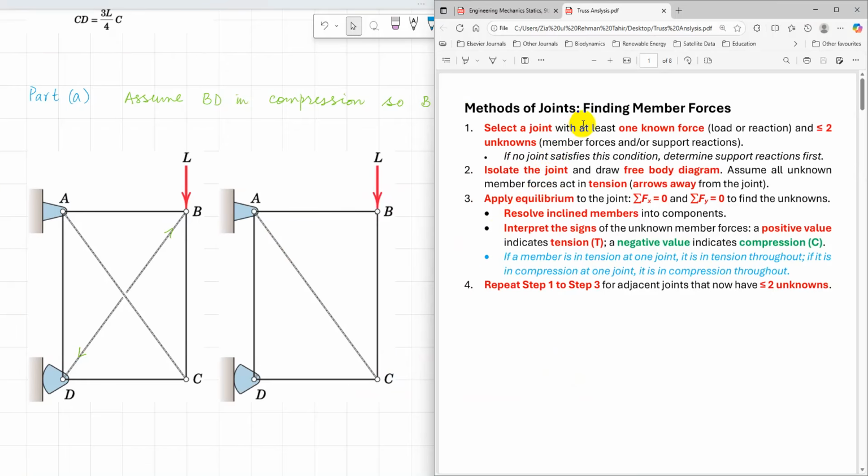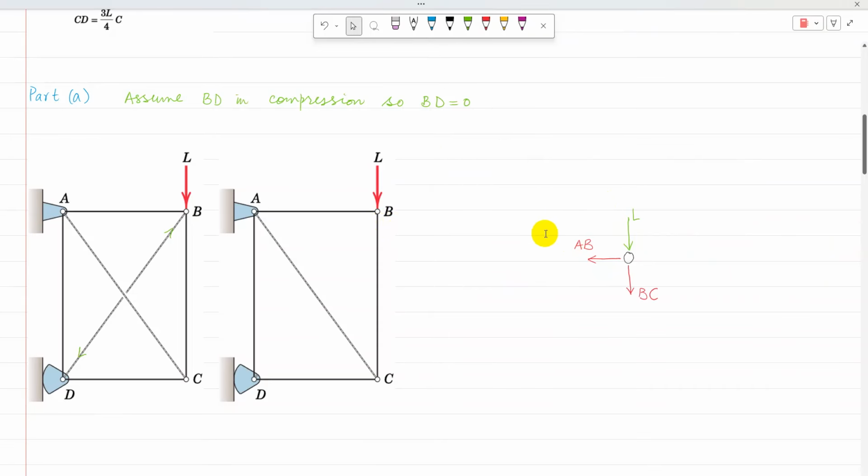Applying the steps on a modified version of the truss, I'm going to select a joint with one known force. Now B is a joint which has one known load and two member forces. So I'm going to start from joint B, isolate the joint and draw a free body diagram, assuming that member forces are in tension. The free body diagram of joint B is shown here. Known load L is acting, and AB and BC are in tension.